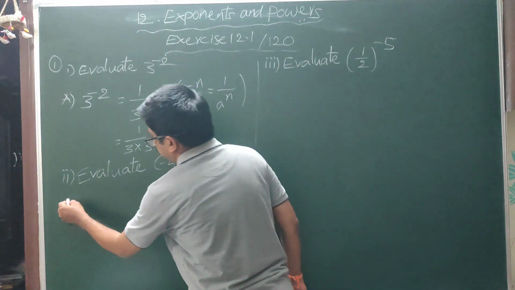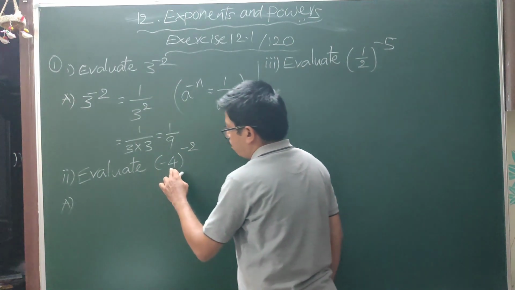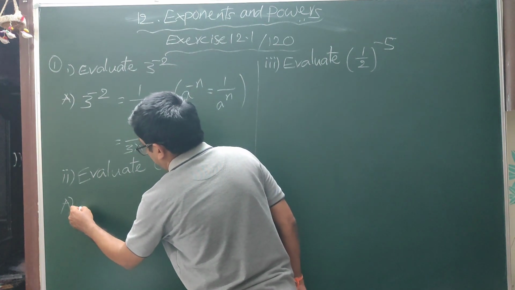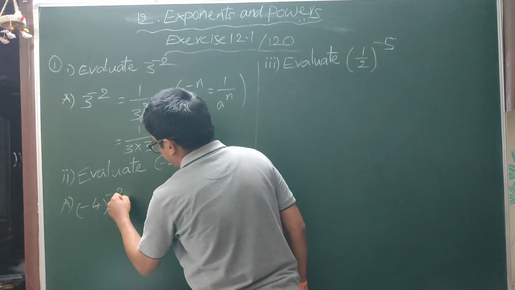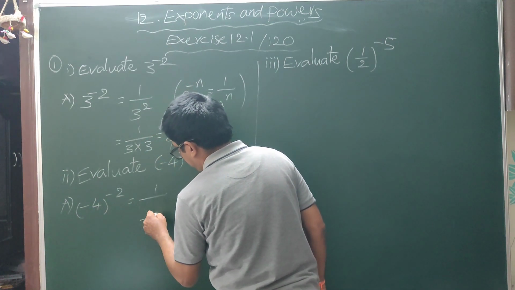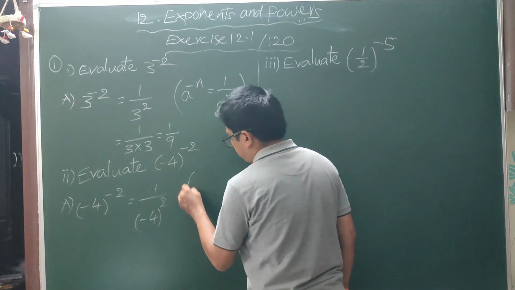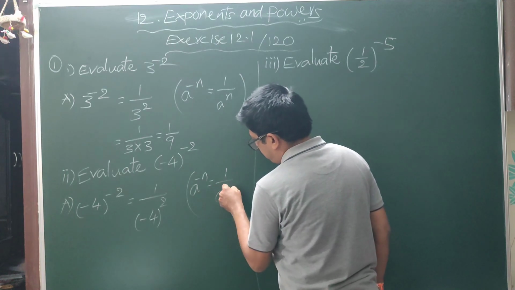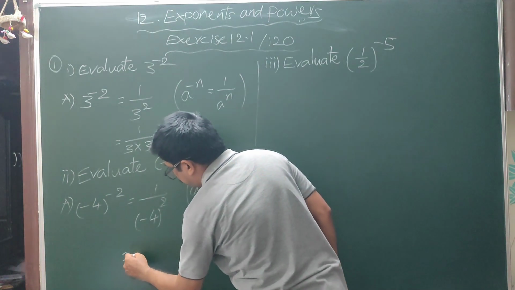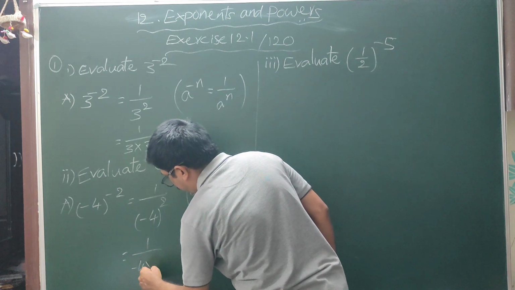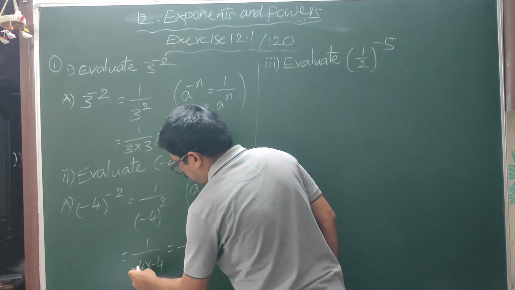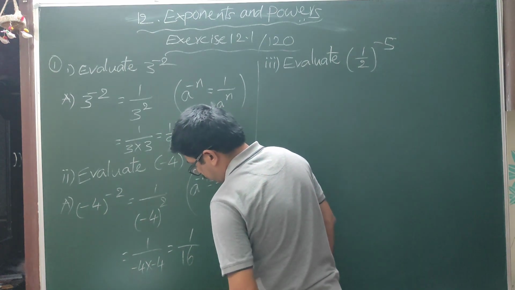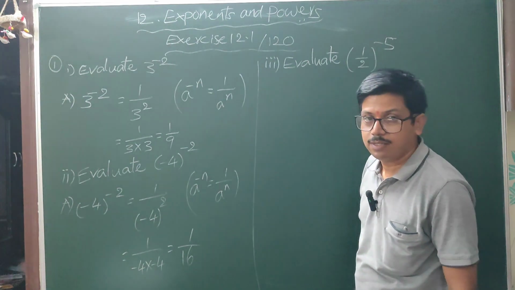Now second question, evaluate minus 4 whole power minus 2. Minus 4 whole power minus 2 equal to 1 by minus 4 whole square. Again the formula is a power minus n equal to 1 by a power n, which is equal to 1 by minus 4 into minus 4. Minus into minus is plus. 4 4s are 16. So the answer is 1 by 16.